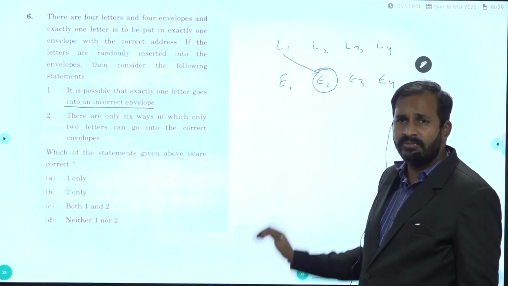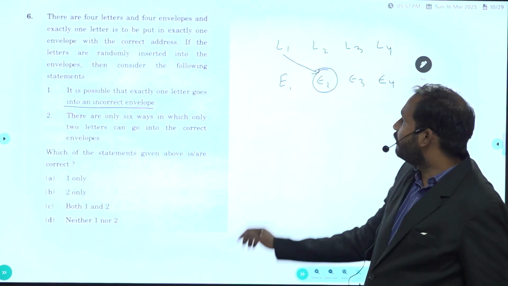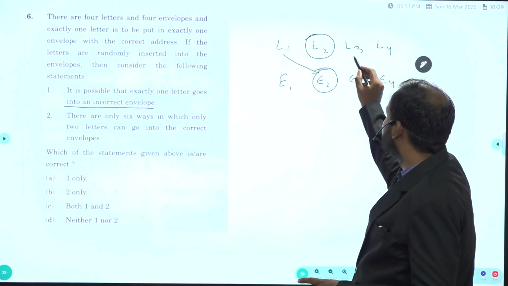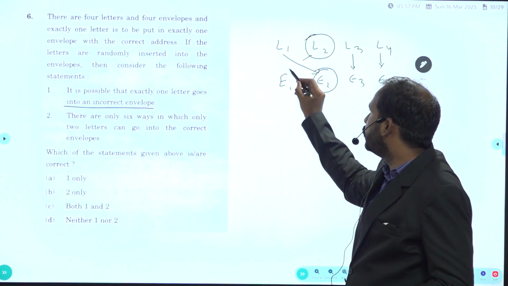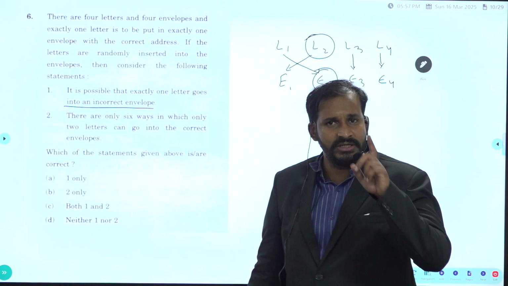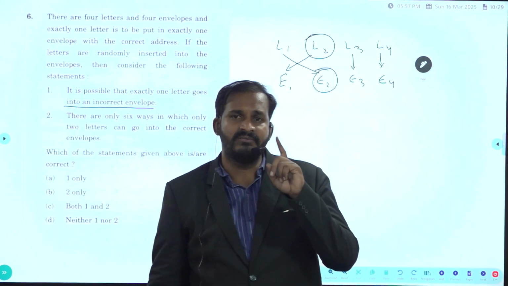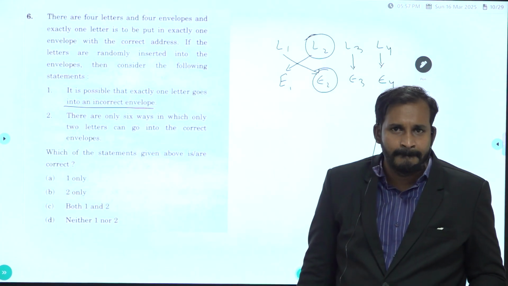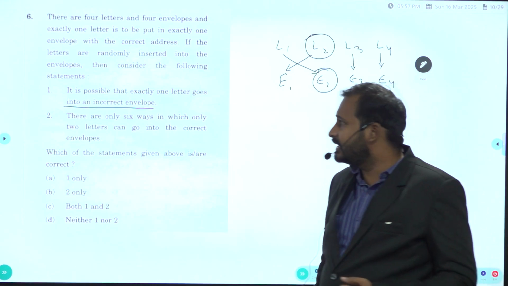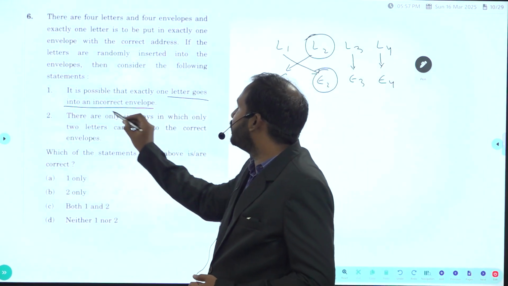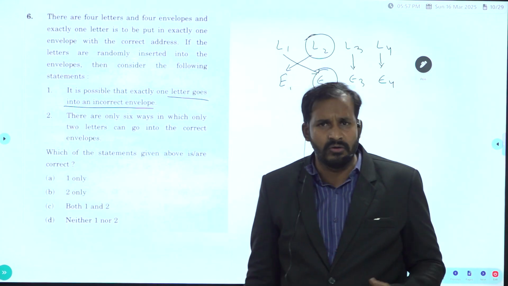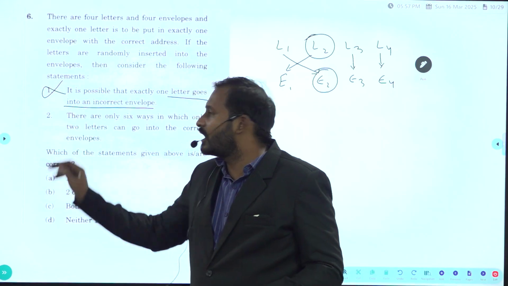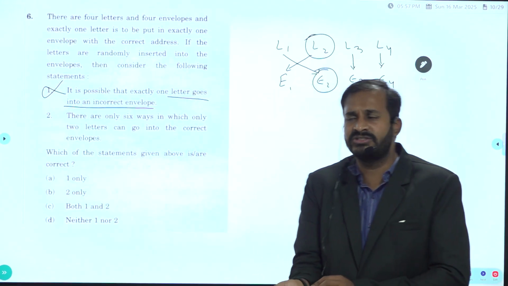Now, letter 1 came to envelope 2, right? So then, obviously, what happens to my letter 2? Assuming the other 2 went perfectly, it should go to envelope 1, right? That means if you disturb one letter, then without knowing it, you are disturbing the second one, right? That means, is it possible that exactly one letter goes into an incorrect envelope? Actually, no. If you disturb one letter, it will impact 2 letters. So this one is a wrong assumption. It is not at all possible for this to happen.